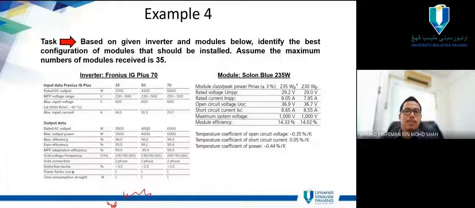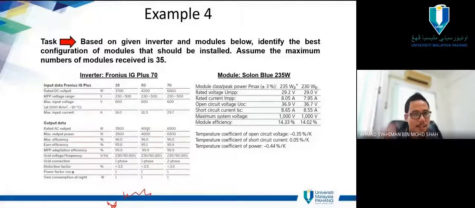Let's go for the example part. Please focus. Based on given inverter and modules below, identify the best configuration of modules that should be installed. Assume the maximum number of modules received is 35. Okay. Alright. Maximum number of modules given is 35. Then we are given inverter and modules below. Okay lah, inverter ni ada beberapa jenis kat sini, tapi tak apa. Kita follow yang mana? 35 ke? Okay, tak kisah. Tapi it means that the inverter is given and the solar module is given.